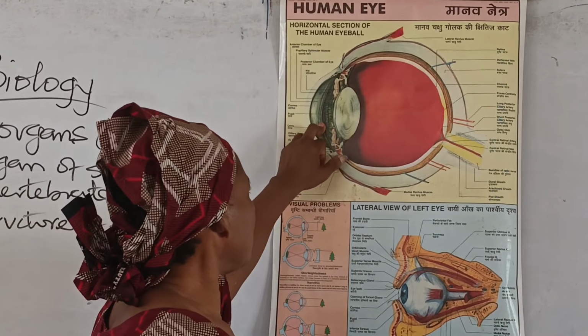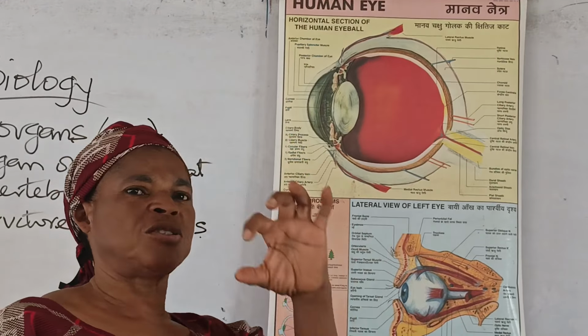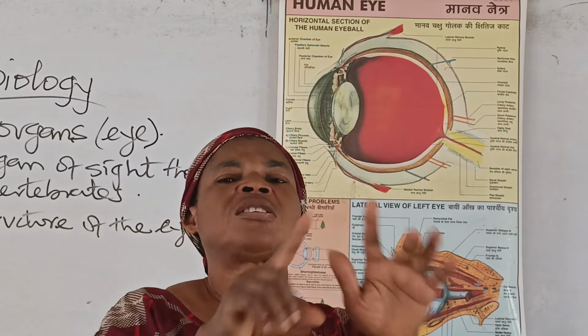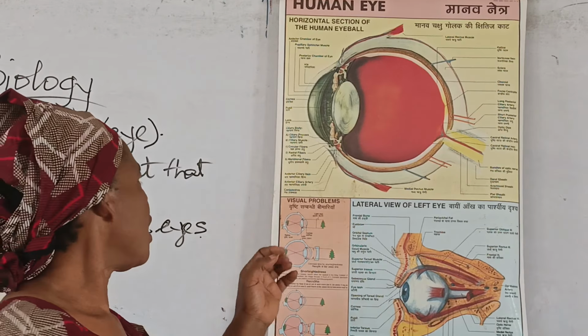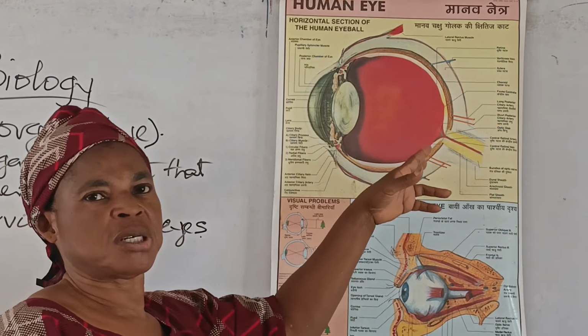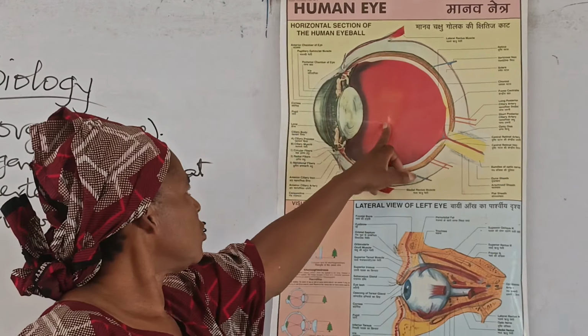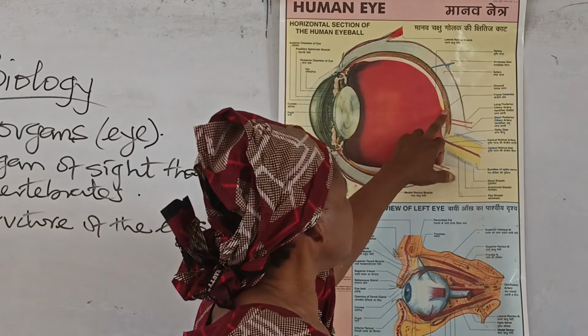And immediately after, we have the pupil. The pupil is just a space, just like an opening. What it does is allow images to pass through it, to get to the lens and the vitreous humor, before the image is formed on the retina.